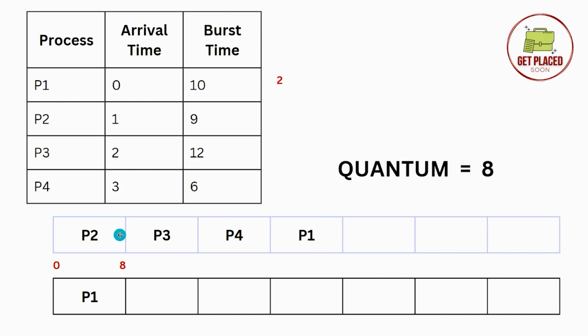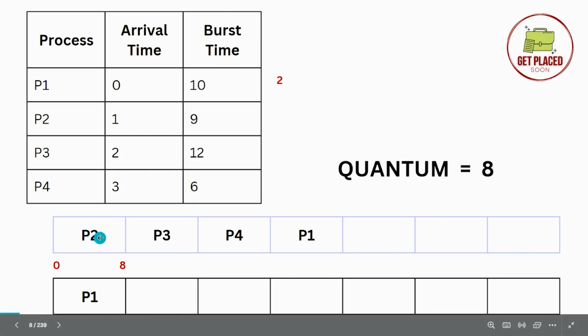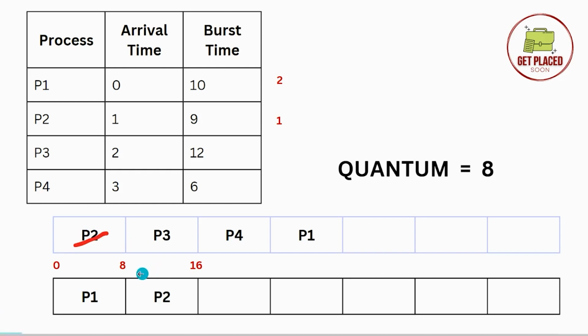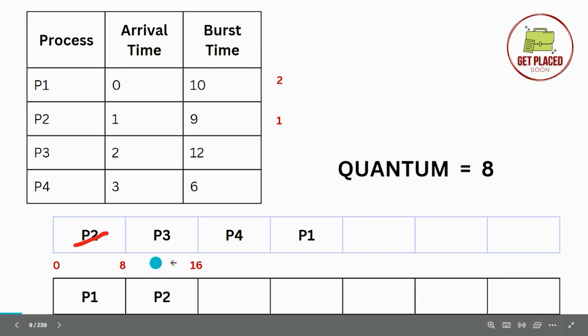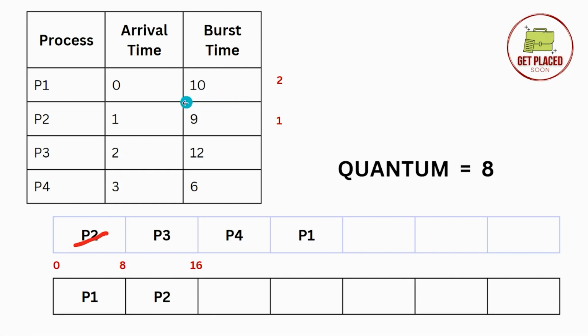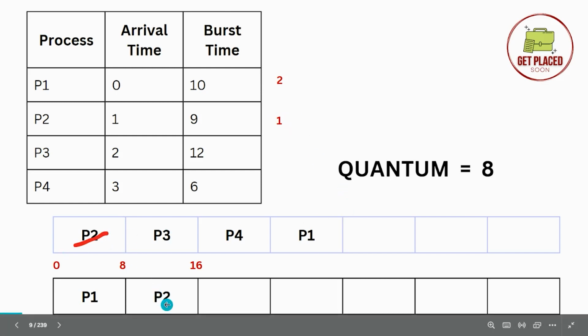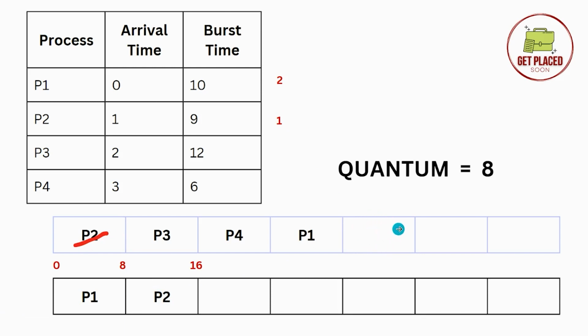Now from the queue, as you already know, it's first in first out, right? So next will be P2. Now P2 will be executed for the quantum 8. 8 plus 8 is equal to 16 and the burst time is 9. So 9 minus 8 is equal to 1. So P2 has to be executed for one more unit of time. So we cancel P2 here because we are executing it here. Also we have one more P2, that's why we will enter it here. Yes, we have entered P2 here.